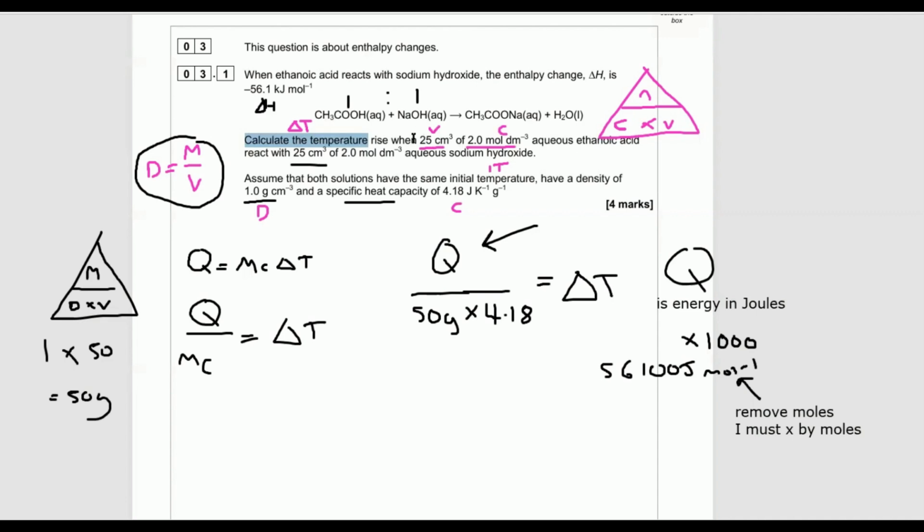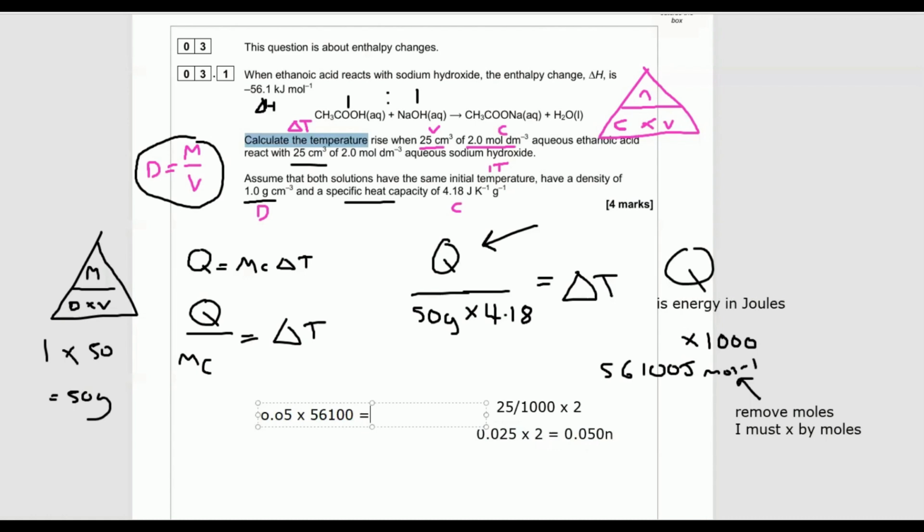Well, we're just going to do any one of the reactants. It's a 1-to-1 reaction, so I just need to find the moles of one of them. So I'm going to do 25 divided by 1000, and of course that is the volume, and I'm going to times that by the concentration, which is 2. So technically I'm doing 0.025 times 2, which equals 0.050 or 0.05. That is my moles. So I now need to do 0.05 times 56,100. And that's just going to give me the joules.